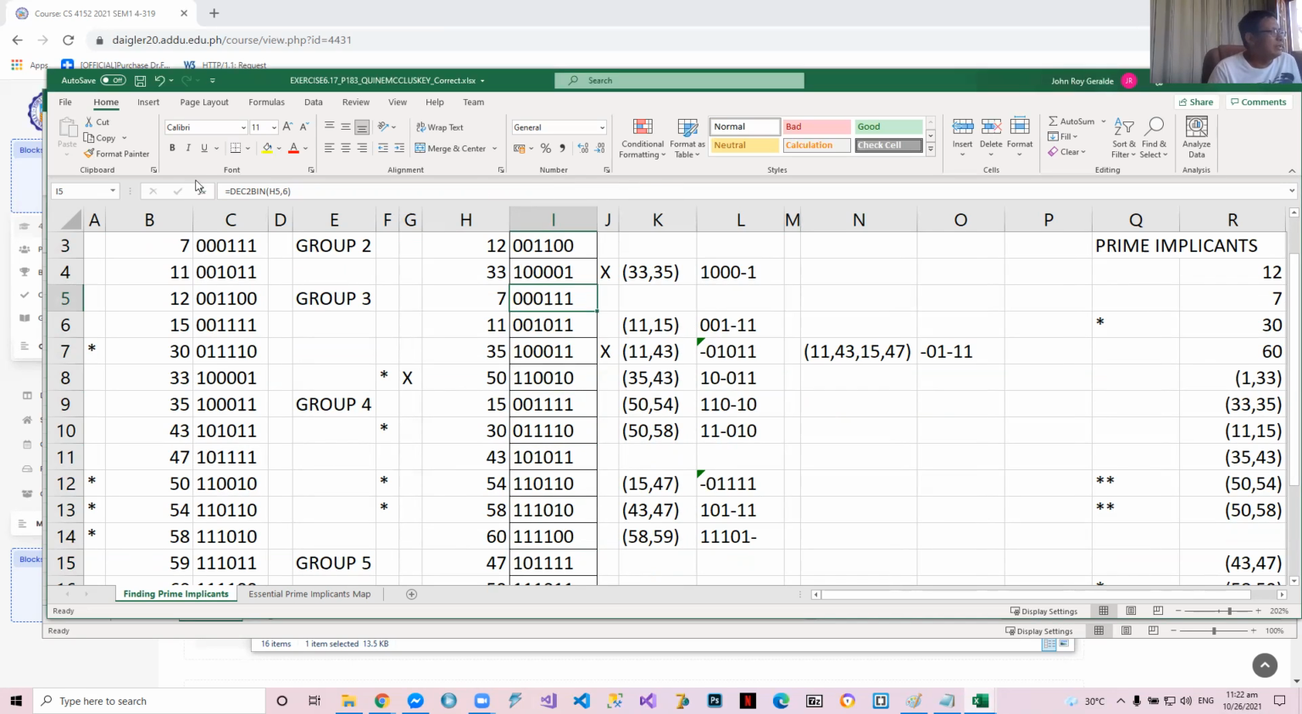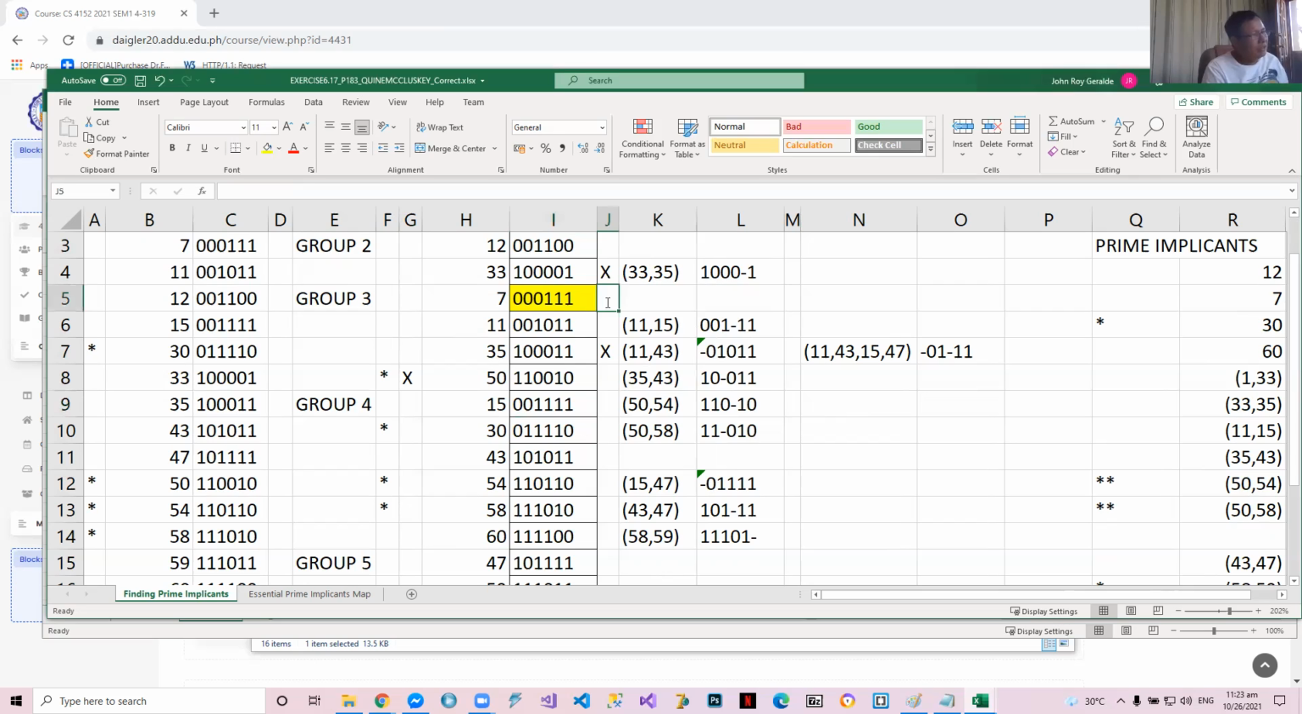First, mark muna natin ito para hindi tayo mahirapan. We are going to compare this with group 4. So ang group 4, 7 and 15. Pwede ba ito, 7 and 15? Yes, sir. Pwede pala, no? Okay. So we have 7 and 15.